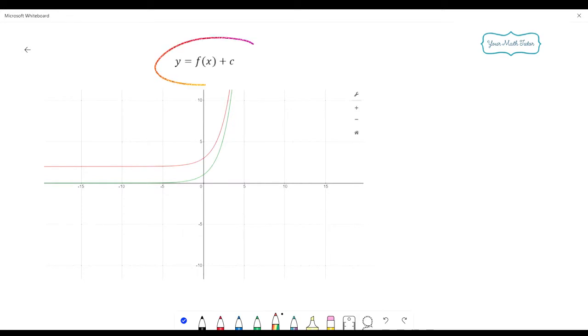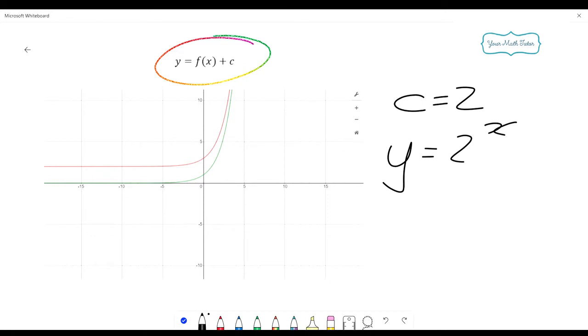Now, if we look at this transformation where it says y equals f of x plus c, I have chosen for all these transformations for c to be equal to 2. So what that gives us for our function, y equals 2 to the power of x, is y equals 2 to the power of x plus 2. From our list of transformations, the effect of this transformation is that it shifts the graph of f of x 2 units upwards.